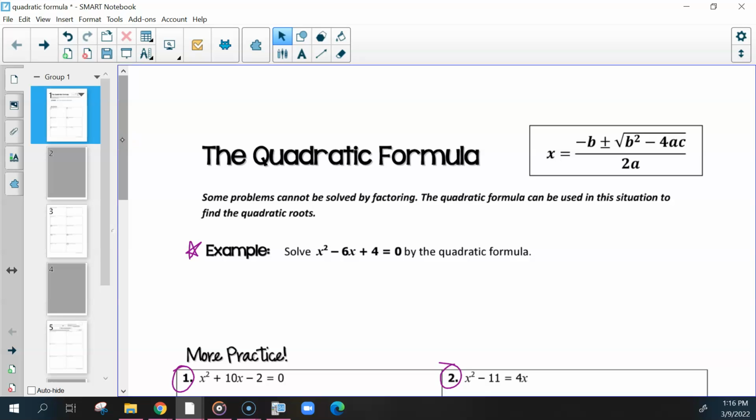This is the last thing that we need to learn about quadratics, which means the end of this unit is coming up soon. It's near. Your quiz and test are next week. The quarter ends in 3 weeks. The end is near for all of those things.